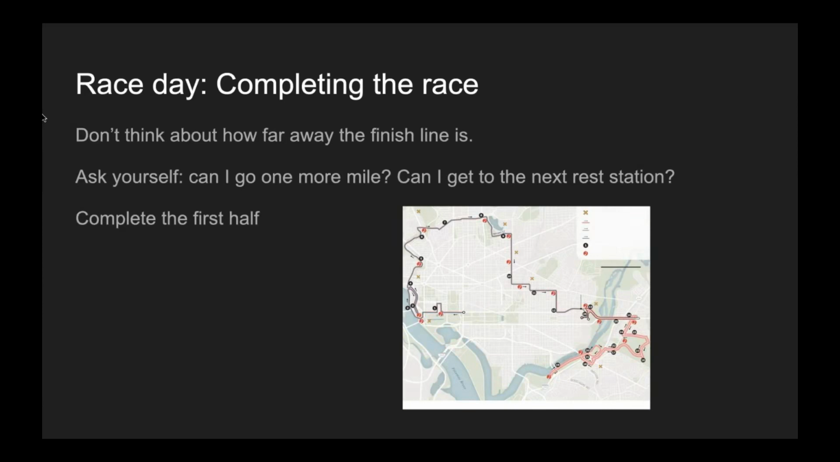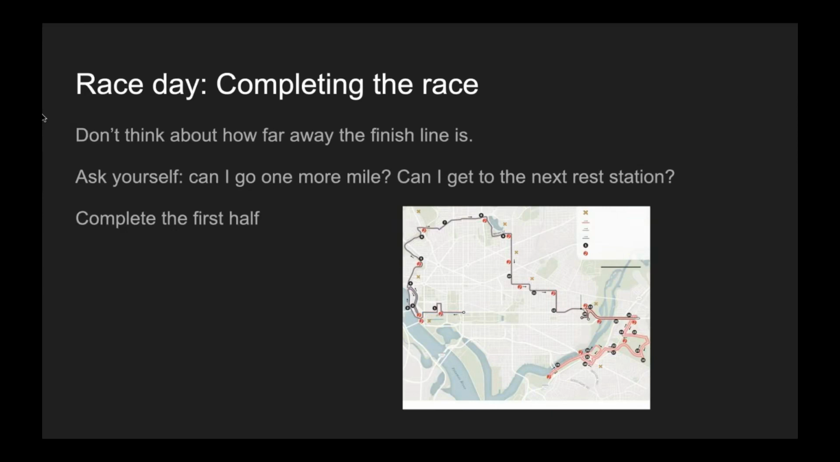So really all you should be thinking about is, okay, 5 miles, that's really far, but can I go 1 more mile right now? Can I get to the next rest station? And just break it up into chunks. And as long as you can keep going 1 more mile, you're going to look up, and soon enough you'll be at the finish line.